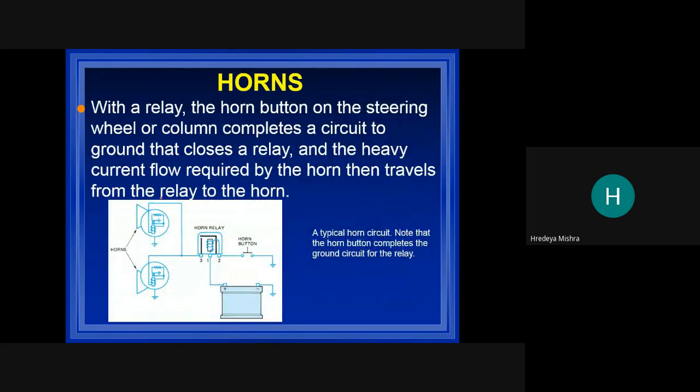With a relay, the horn button on the steering wheel or column completes a circuit to the ground that closes the relay, and the heavy current flow required by the horn then travels from the relay to the horn. See, two horns are there, and this is the horn relay, and the horn button is there. When we press the button, then what happens? High current flows in the circuit, and the horn is on.